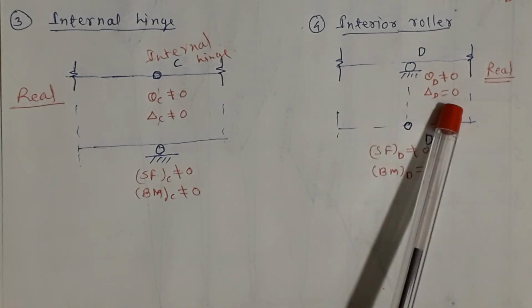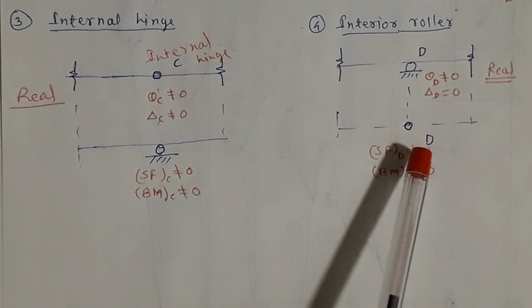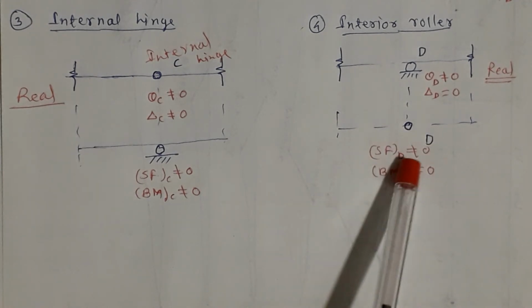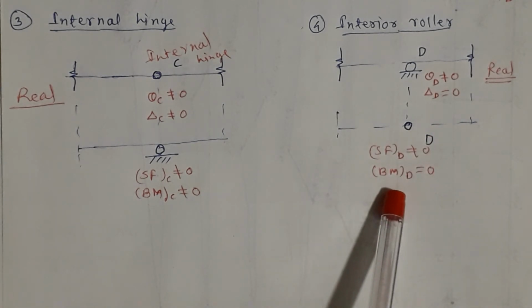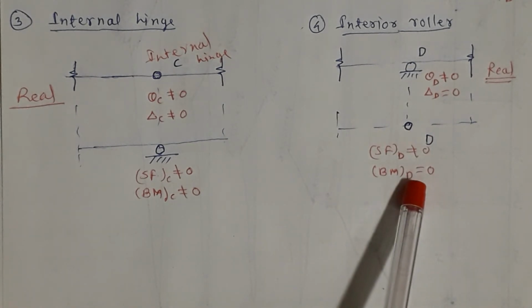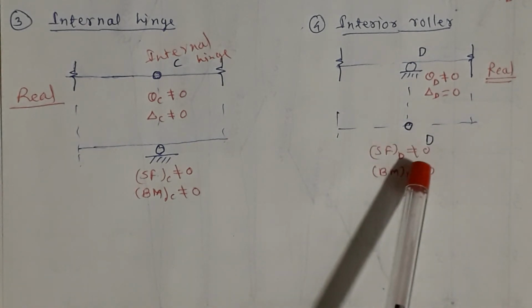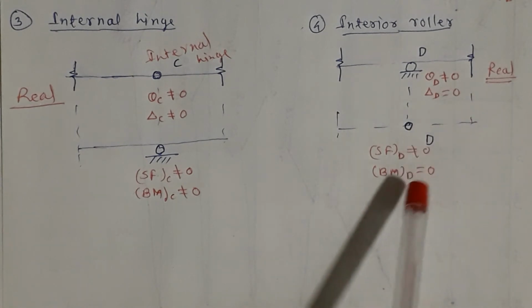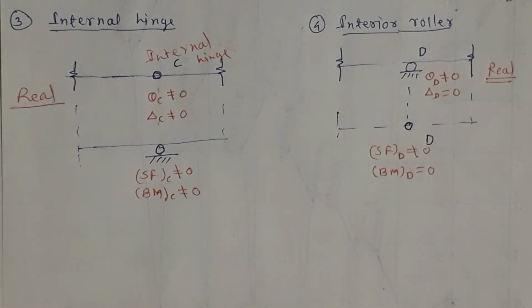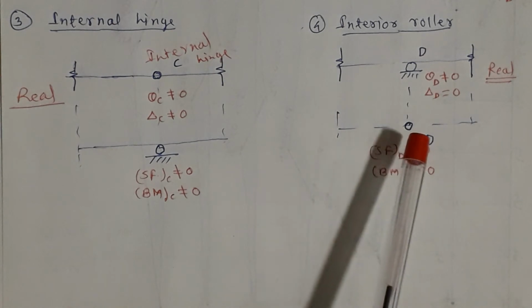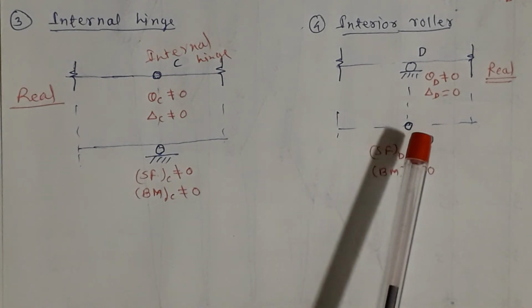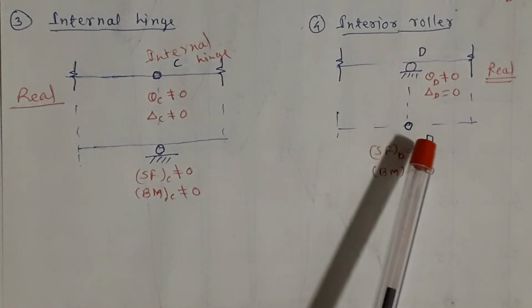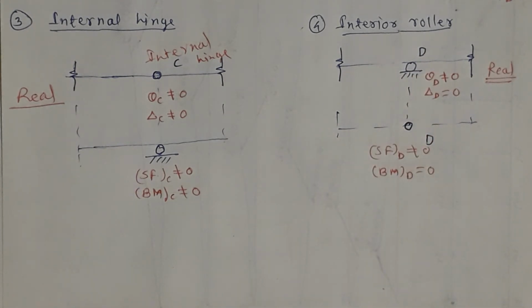Whereas deflection is 0. As such, for conjugate beam, we will have to select a support so that shear force at D should not be 0 and bending moment must be equal to 0, because bending moment is analogous to deflection and shear force is analogous to the slope. So this condition is satisfied by an internal hinge. So interior roller is to be replaced by an internal hinge. So this is how the supports are to be replaced.